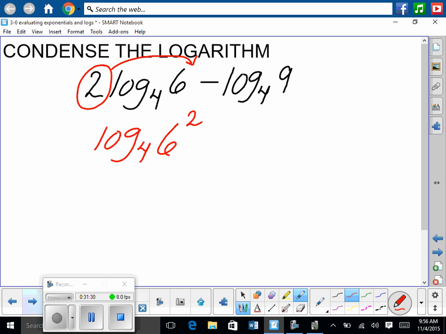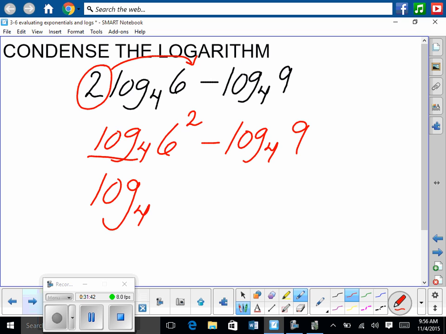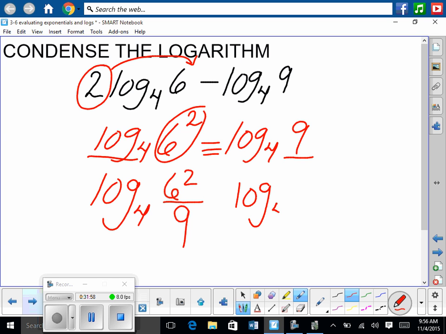Very first step, you take care of multiplication first. And then minus log to the base 4 of 9. Now we can simplify this by putting it into 1 log. They're both log to the base 4, so it's going to be log to the base 4. And when you subtract, you divide. So we're going to be doing 6 squared, 36, divided by 9. So what we have then is log to the base 4 of 36 over 9, which is 4. So we have log to the base 4 of 4.